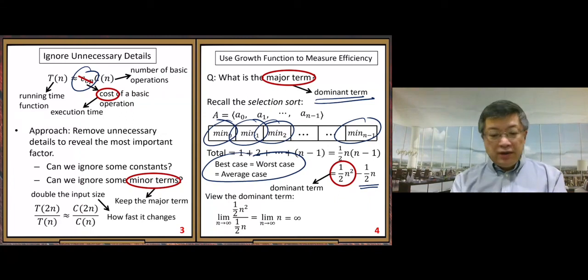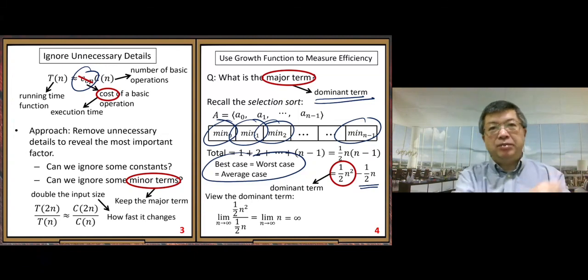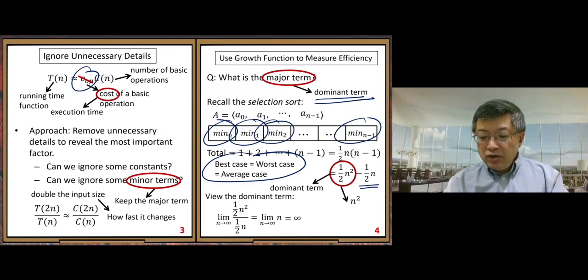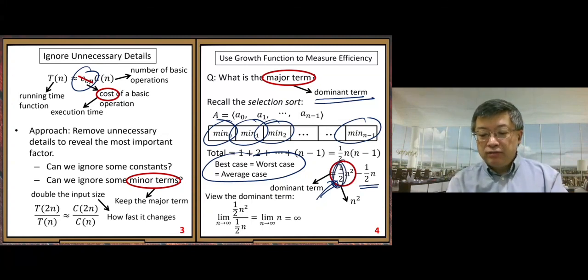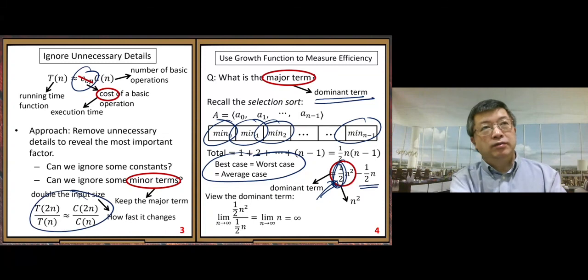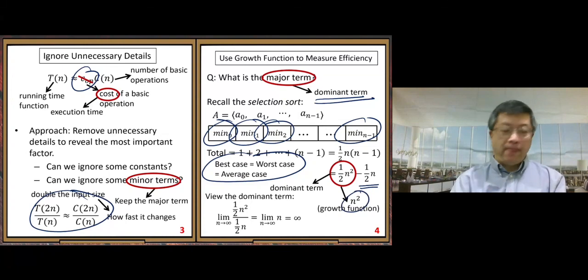Next, finally, we need to get to our key concept for this part, the growth function. What is the growth function? You need to look at the dominant term first. Find the dominant term, then remove the constant. We know the constant is not that important. In this ratio, the constant is gone. Any constant will be canceled out, so we don't need that constant. Then this function, we call the growth function.